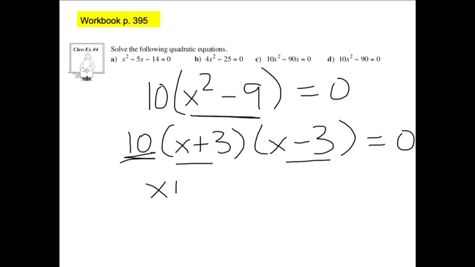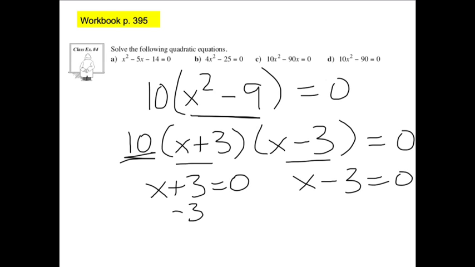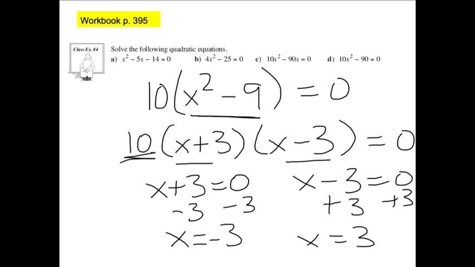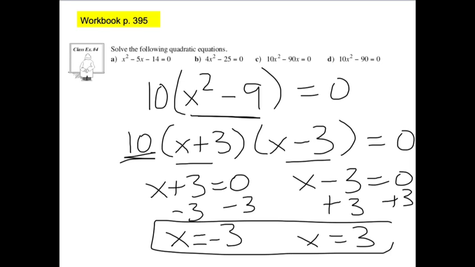So x plus 3 is equal to 0, and x minus 3 is equal to 0. So subtract your 3 over here, subtract your 3 over here, so x is equal to -3. Over here you're going to add your 3 and add your 3. So x is equal to 3. So these are your roots for that particular question.